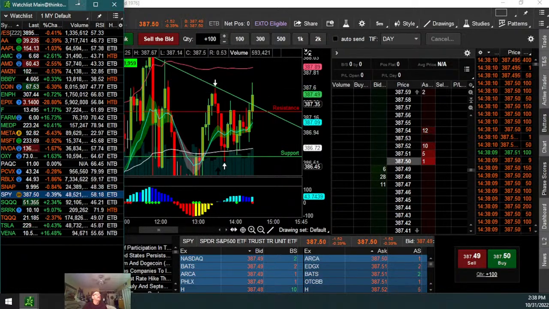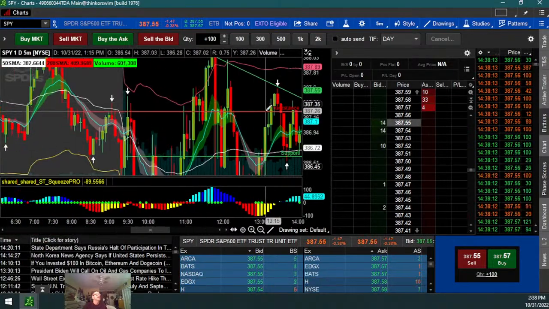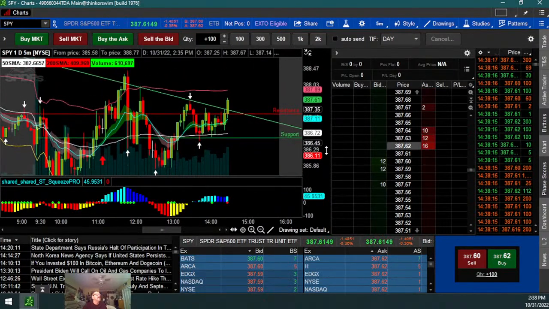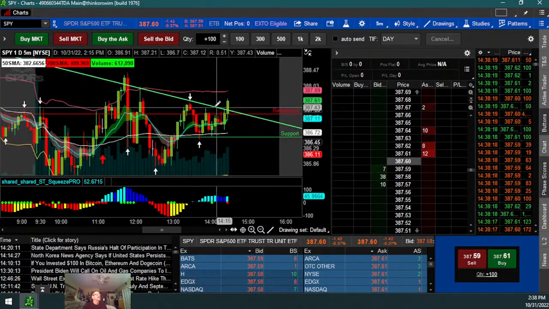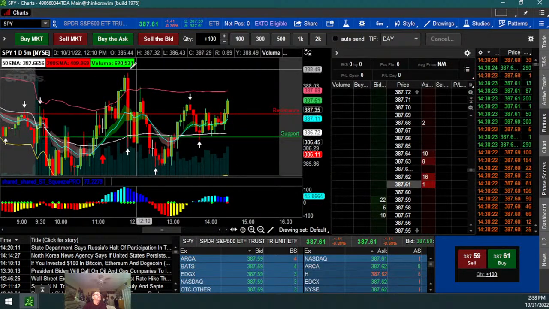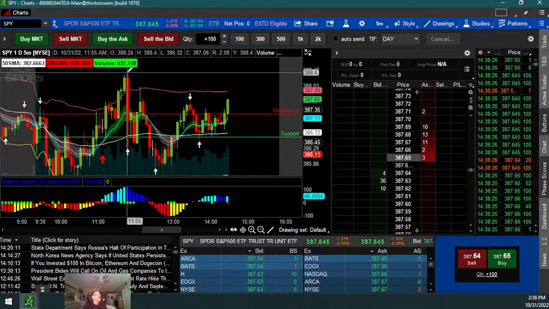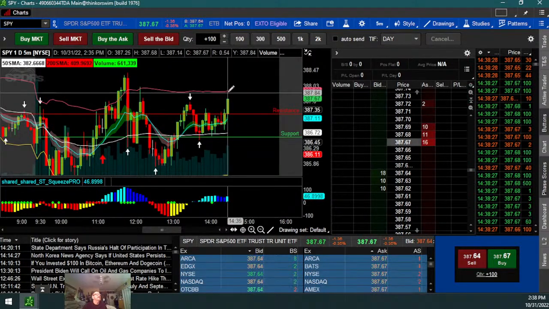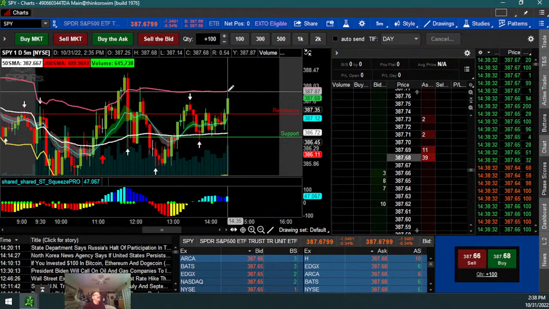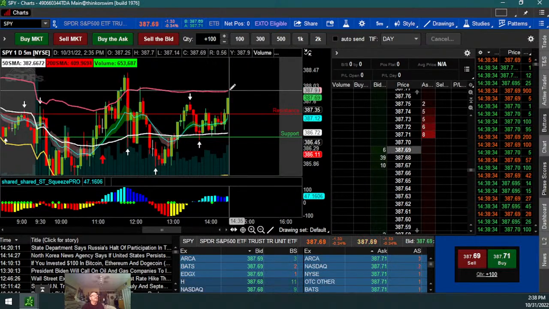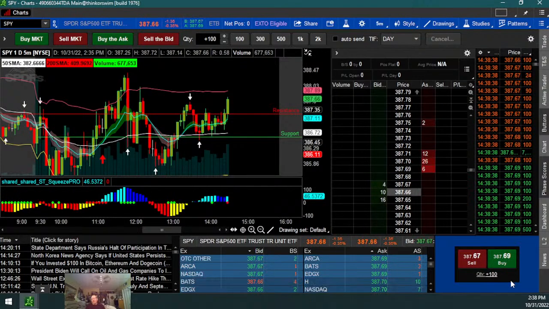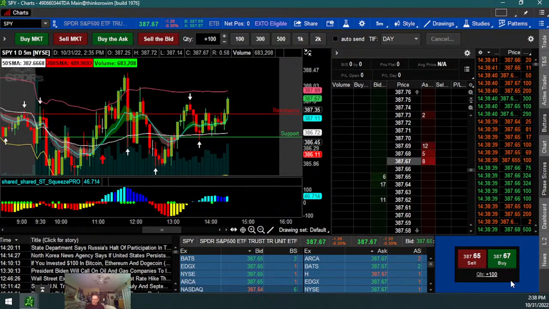And the SPY has popped again. I thought I took this out. Didn't I take that out? Remove the drawing. And there's going to be the new target. I took it out. I had it in there earlier. I had 388 in there earlier as my upper target. And I think we're going to go for it. Here it comes.